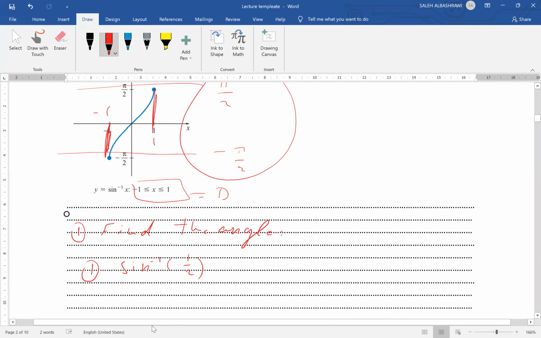We can think about this one as: what is the angle theta? Let's say theta equals sine inverse of 1/2, so sine theta equals 1/2. Now, which angle has its sine equal to 1/2? This is the meaning of this question. You are given 1/2, and we have to find the pre-image for that one.